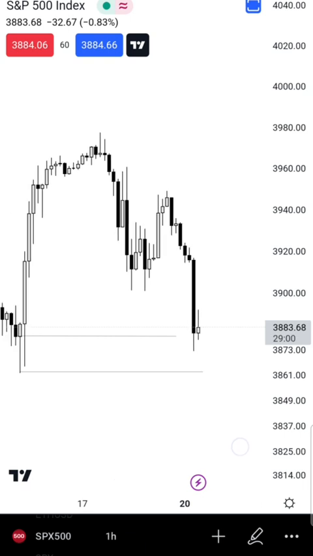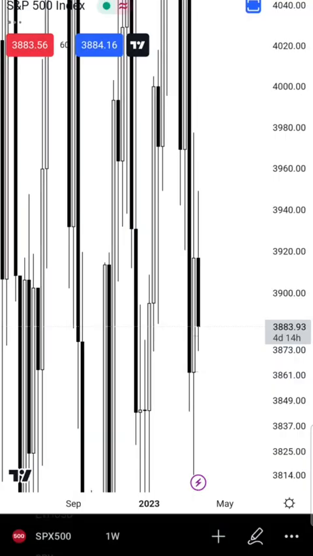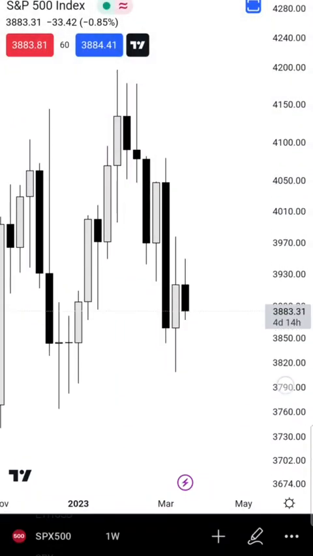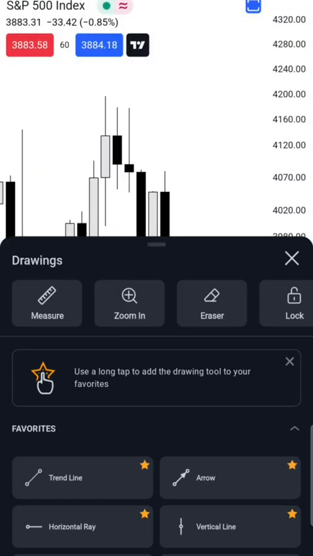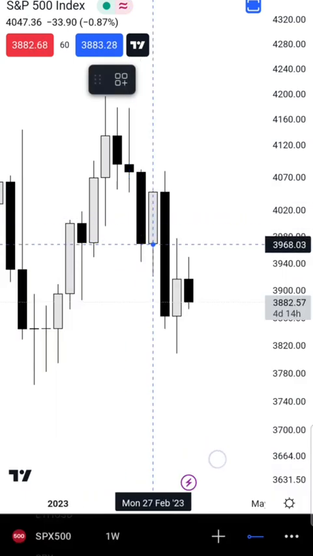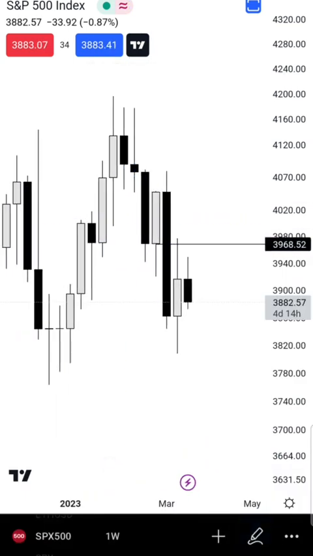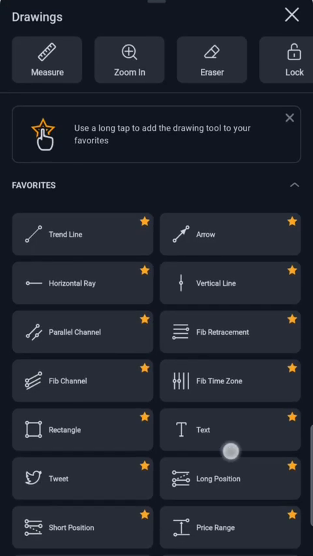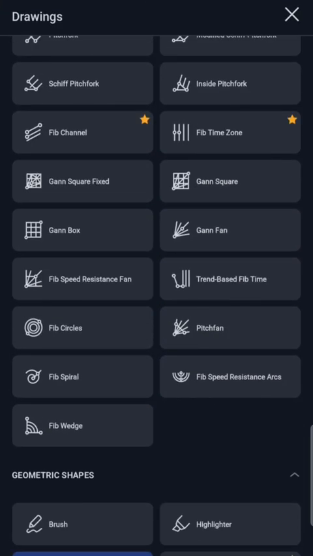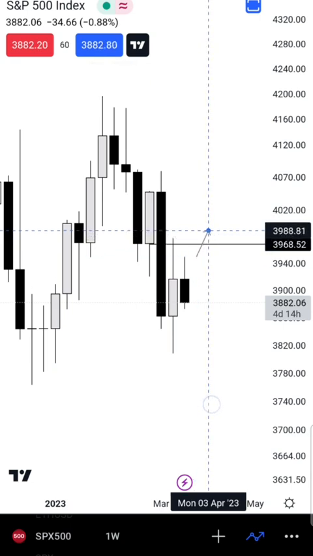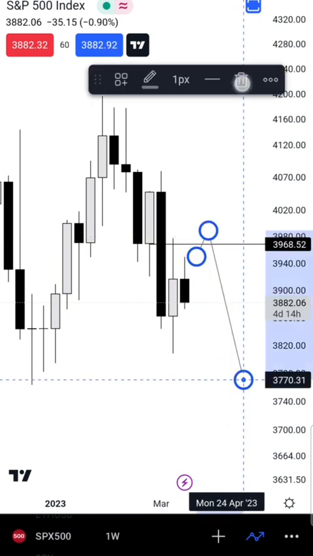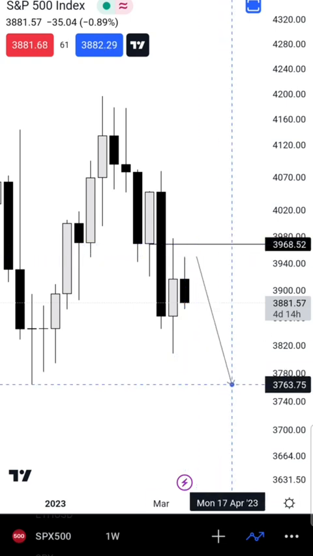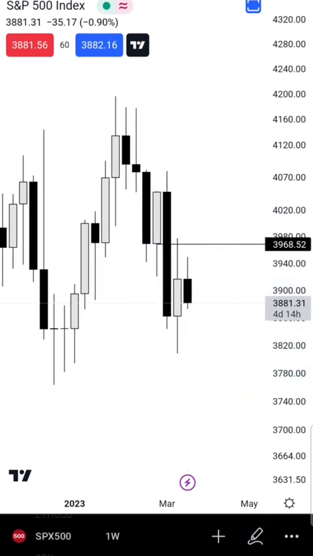So once again, we go through the process, which is the weekly. We have rejected off this weekly order block. So we expect one of two things: a second touch and then expansion downwards, or we expect directly an expansion to the downside, which is what I am favoring at the moment.